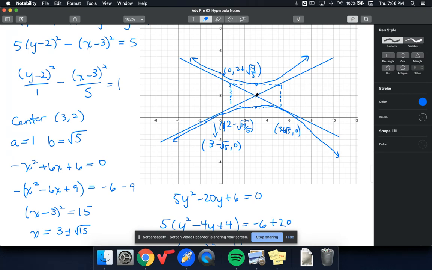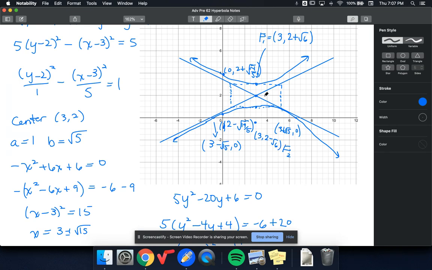So I'm going to go from 2 up root 6. So my foci is somewhere down in here. So I'll call that F1 is going to be at, I have an x coordinate of 3. The y coordinate will be 2 plus root 6. My other foci, root 6 is going to be bigger than 2, so it'll be down here somewhere. So 3 comma 2 minus root 6, that's going to be foci 2.